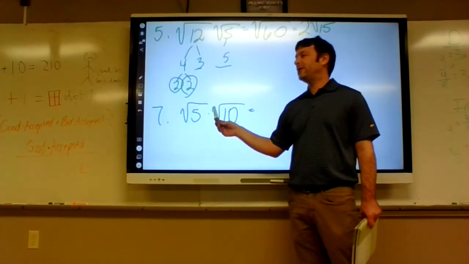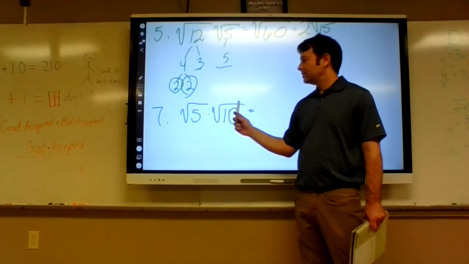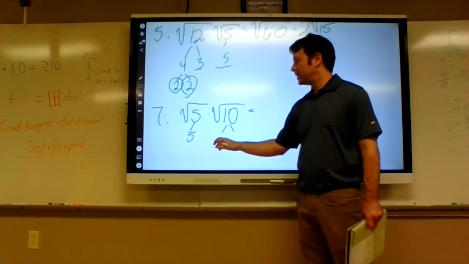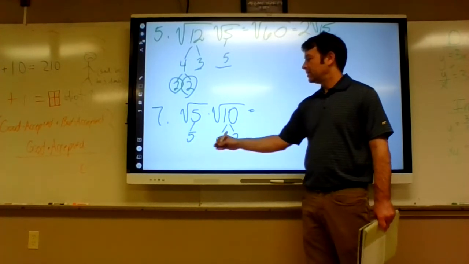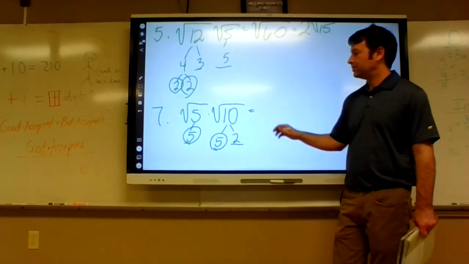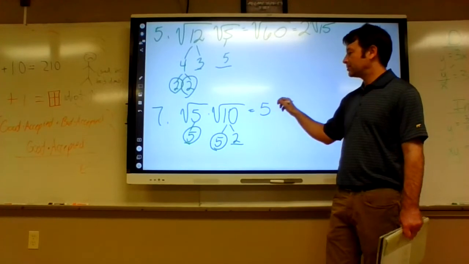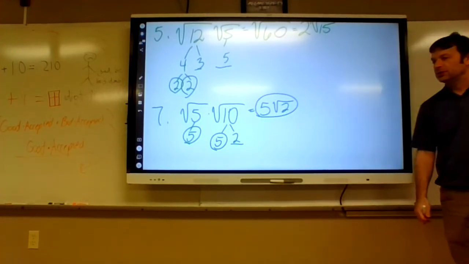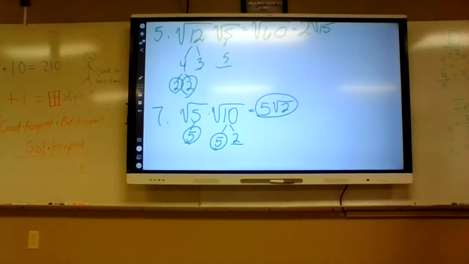Here we go. Square root of 5 times square root of 10. Well, it's square root of 50, but it's 5 square root of 2. I'm not even going to write square root of 50 down. It's 5 square root of 2.